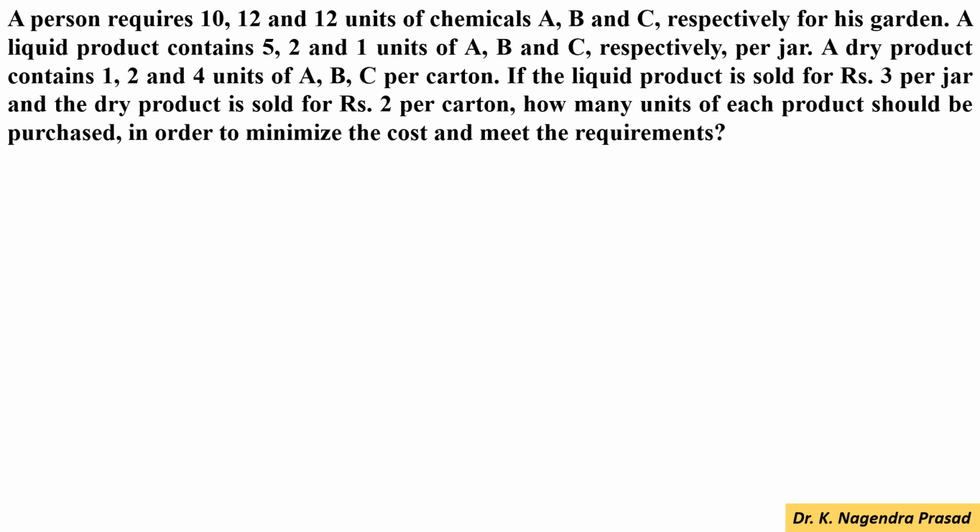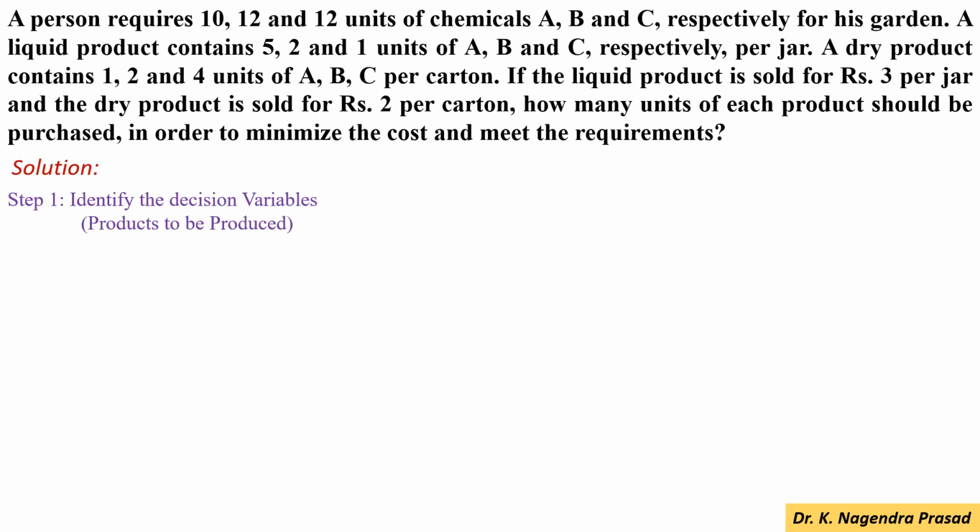A dry product contains 1, 2 and 4 units of A, B, C per carton. If the liquid product is sold for 3 rupees per jar and the dry product is sold for 2 rupees per carton, how many units of each product should be purchased in order to minimize the cost and meet the requirements? Let's see the solution.